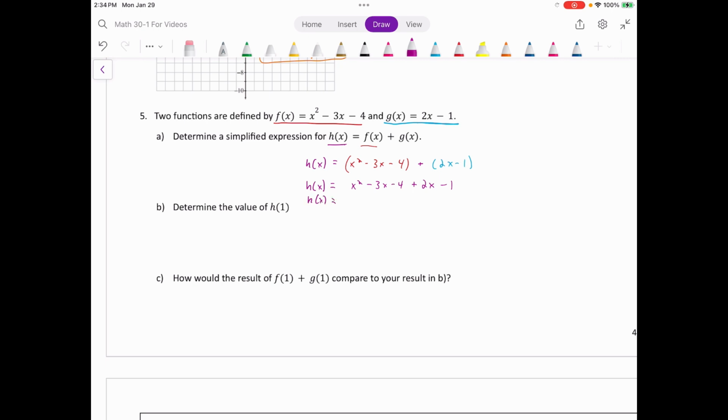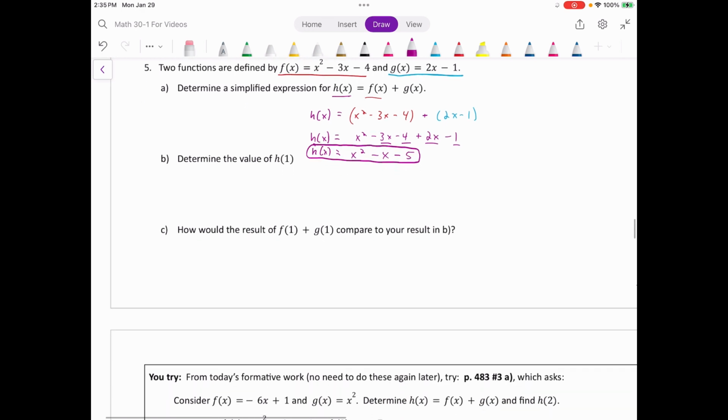X squared, no like terms to combine with it. It's just by itself. -3x plus 2x, well, that's going to leave me with -1x or -x. So I combine those. And then -4 minus 1, well, that's -5. Combining the constant terms there. And that's really all there is to it. That's h of x. X squared minus x minus 5 is the result of adding those two functions together.